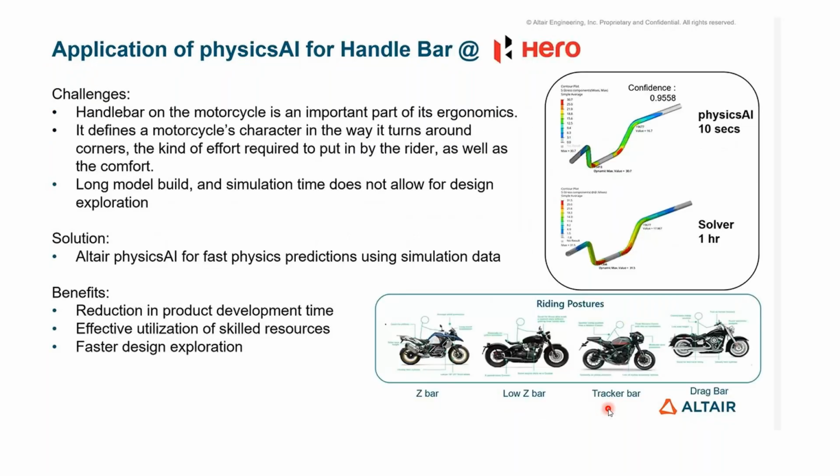This is another example of Hero. Here they have performed the prediction of a handlebar. So they have applied the loads and boundary conditions, and they have got a set of simulated results. Based on the simulated results, they have predicted the result. So the result prediction time is 10 seconds, from 1 hour, which it takes for CAE.